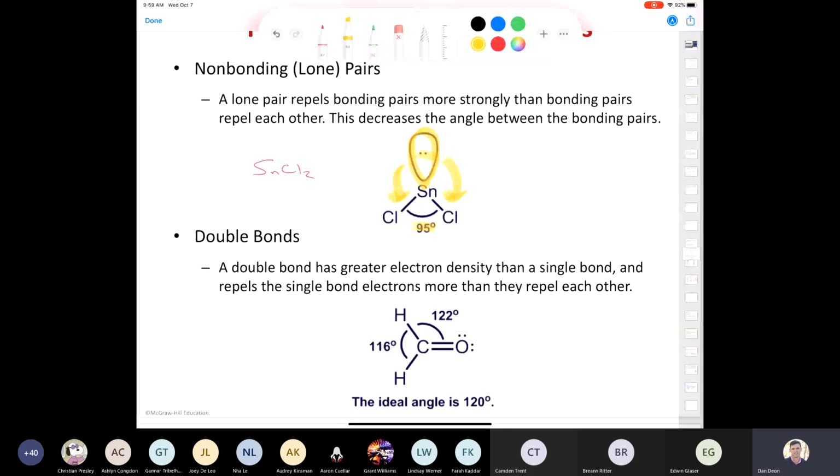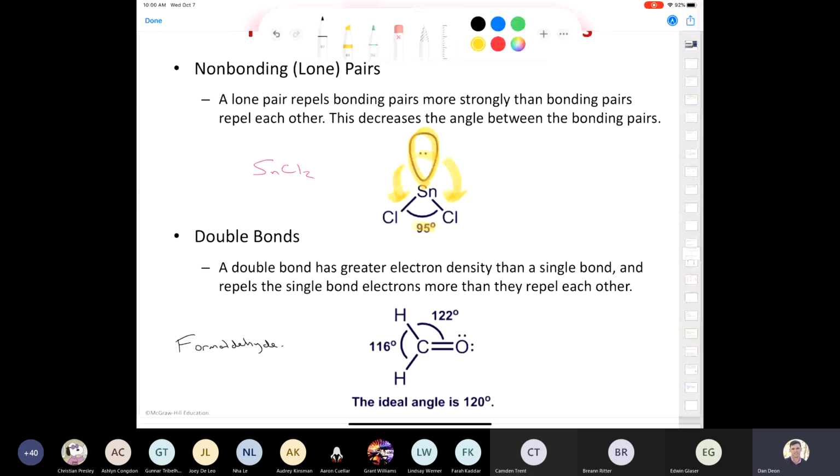What else can affect bond angle? A double bond. A double bond has more electrons, right? 2 bonds, more electrons. So greater electron density than a single bond, and therefore is going to repel the single bond electrons more than they repel each other. This molecule that's shown down here, this is formaldehyde. That's this molecule here.